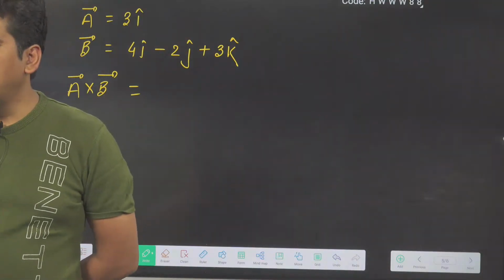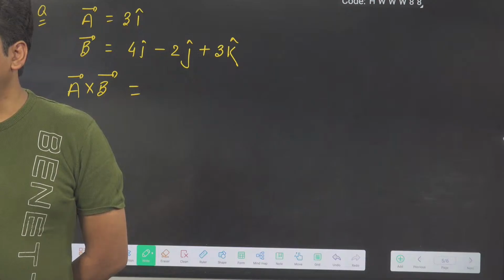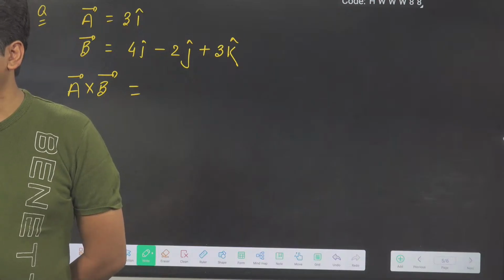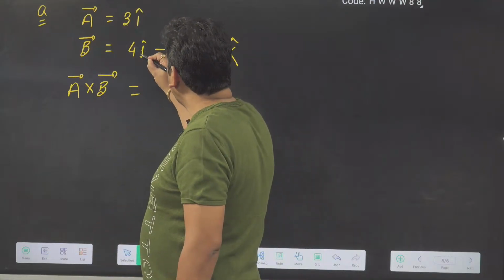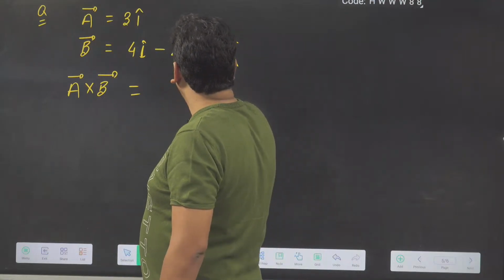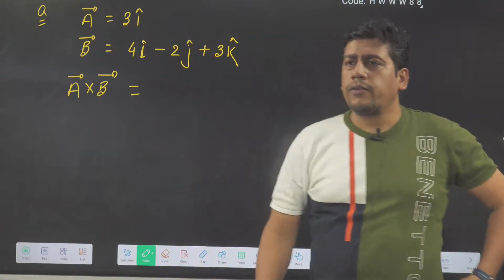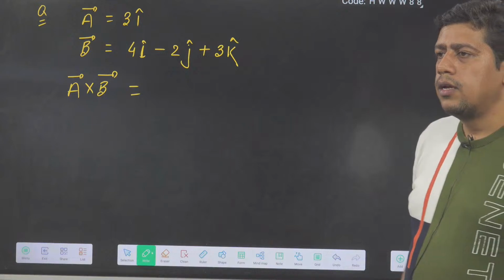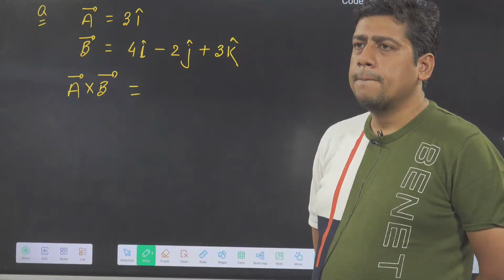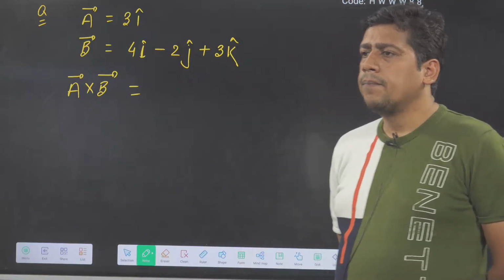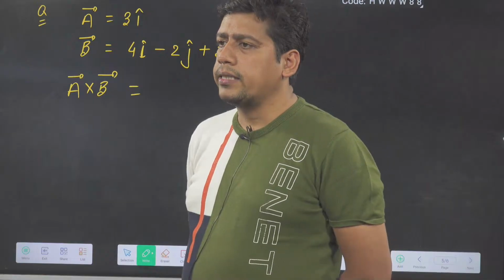चलो चलो चलो भाई, one answer. Minus 6k minus 9j. This is I, this one is j. The common answer is minus 6k minus 9j.